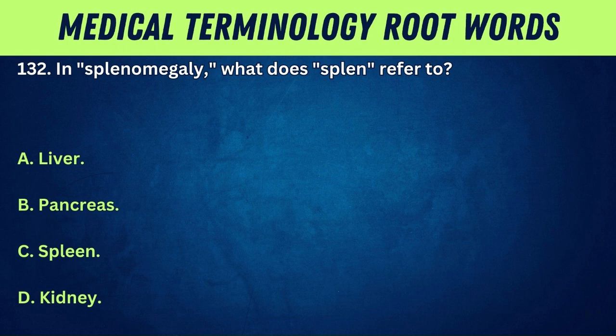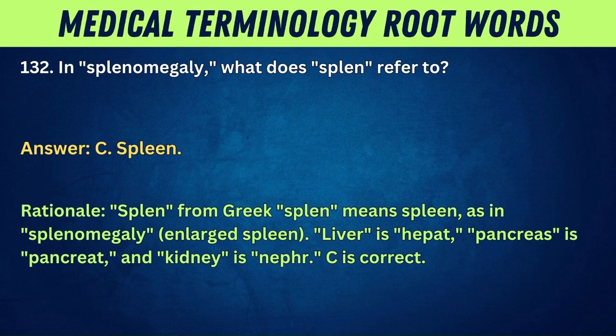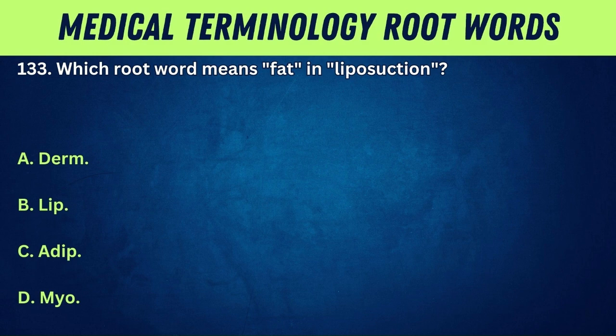132. In splenomegaly, what does spleen refer to? A. Liver. B. Pancreas. C. Spleen. D. Kidney. Answer, C. Spleen. Rationale. Spleen from Greek, spleen means spleen, as in splenomegaly, enlarged spleen. Liver is hepat, pancreas is pancreat, and kidney is nephr. C is correct.